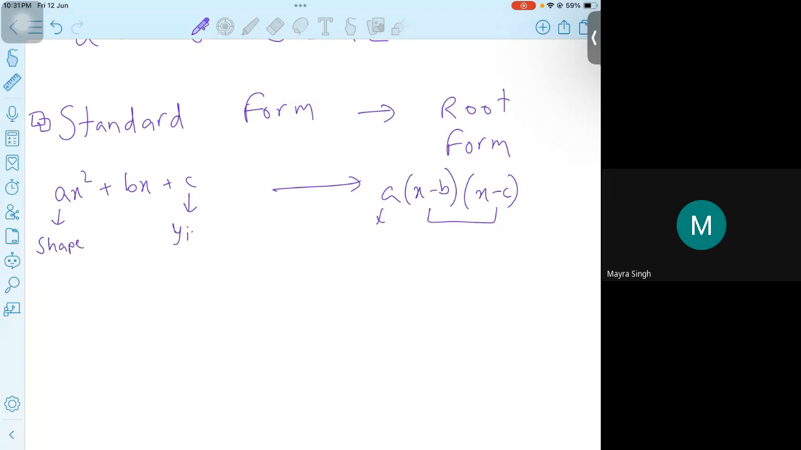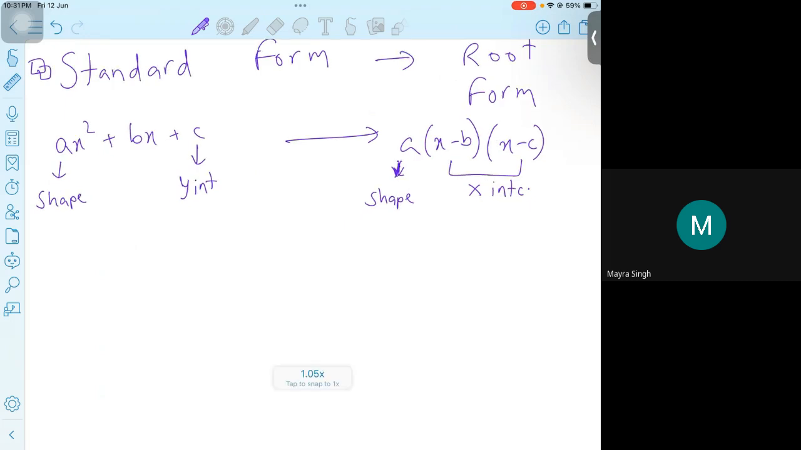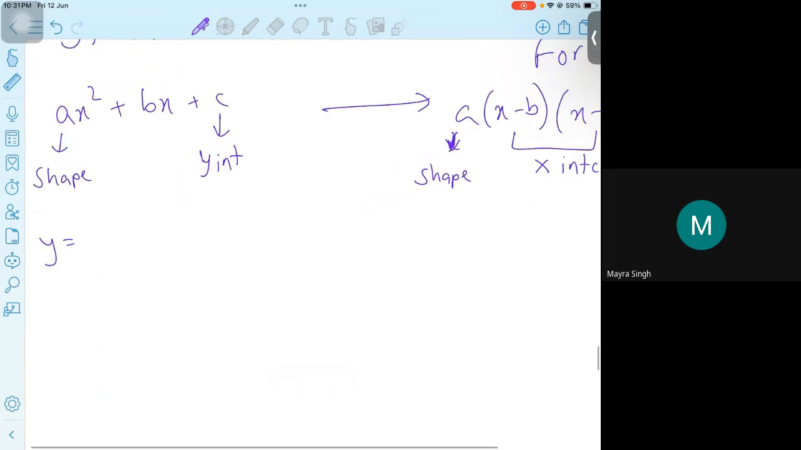So this is the y-intercept. This is the shape once again. These are the x-intercepts. Okay, so let's see how we can convert this. Let's work with a very easy example first. Let's say we have y is equal to 7x squared minus 63.